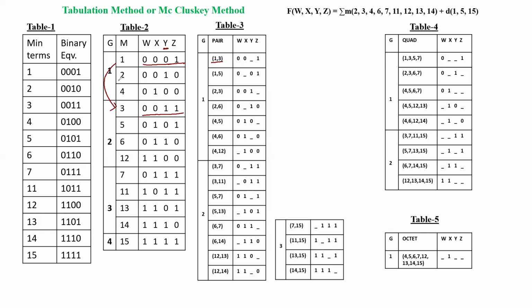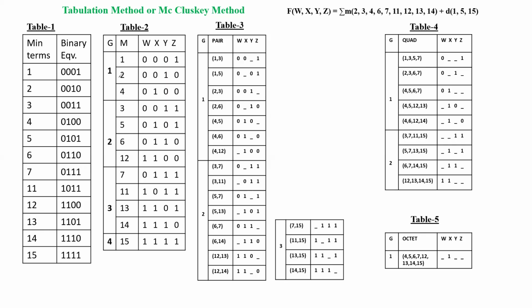Again, we are going to compare 1 with 5. Again, if only one bit is changing, we will make a pair. So here also only one bit is changing, that is the X bit. So that we write as an underscore.